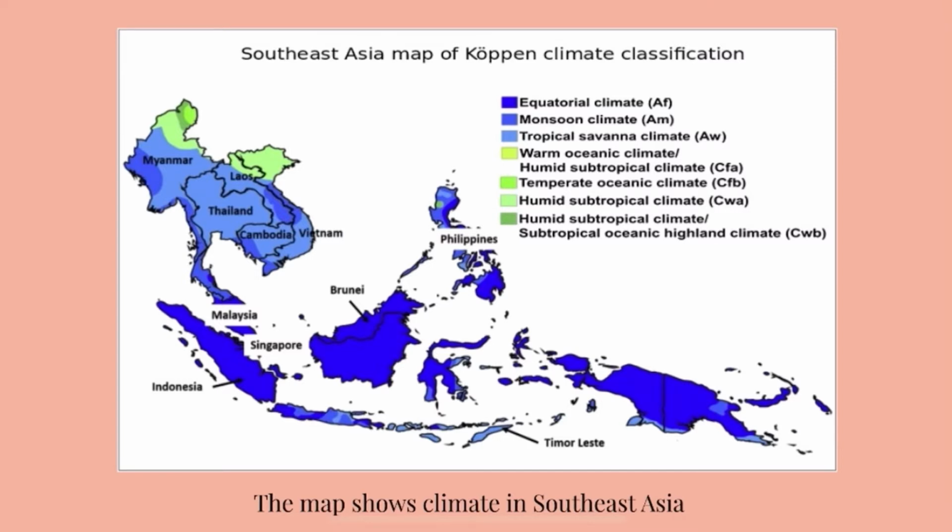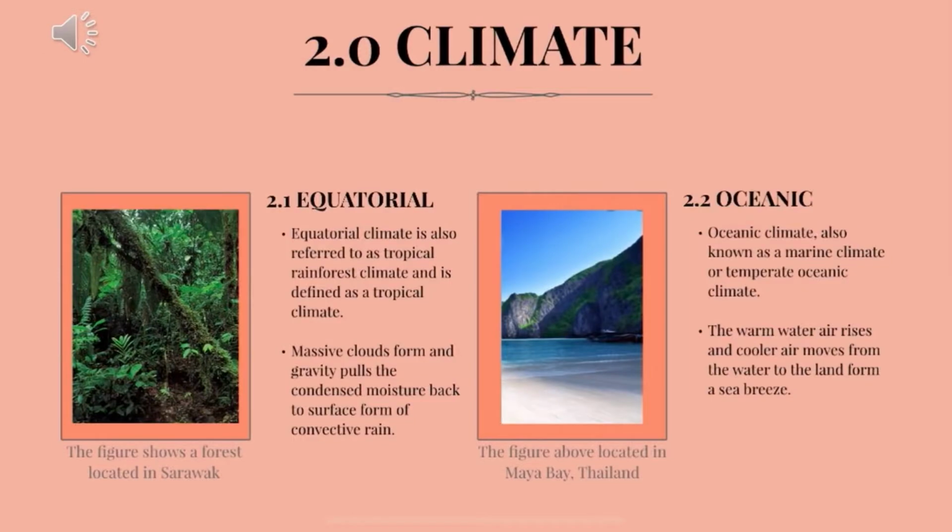Number 5, temperate oceanic climate (Cfb). Number 6, humid subtropical climate (Cwa). And lastly, number 7, humid subtropical climate or subtropical oceanic highland climate (Cwb). Let's move to 2.0 climate. The climate has two types, which are 2.1 equatorial and 2.2 oceanic.